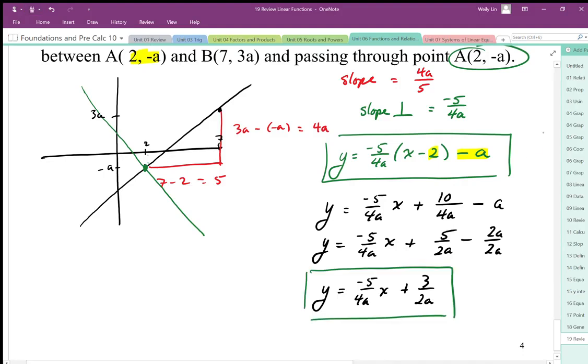So this is actually better, I think, because we don't really need to worry about finding the y-intercept and doing all this algebra. We have our slope and point, and that's good enough for the point-slope form.